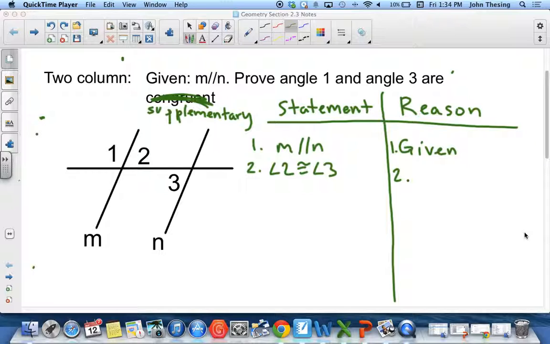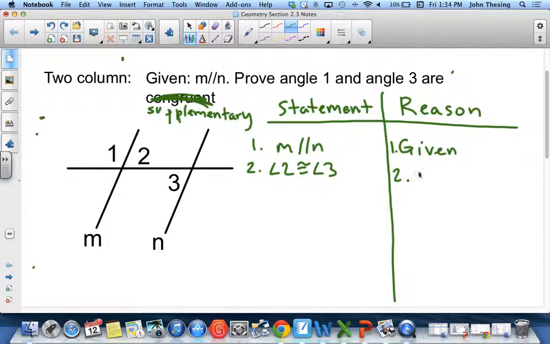What is the reason that angles 2 and 3 are congruent? Well, we know the lines are parallel, and the alternate interior angles postulate said that as long as the lines are parallel, then the angles are congruent. So our reason for this is going to be the alternate interior angles postulate. I'm abbreviating here because we have a lot of writing, so you can abbreviate too as long as you know what the abbreviations mean.